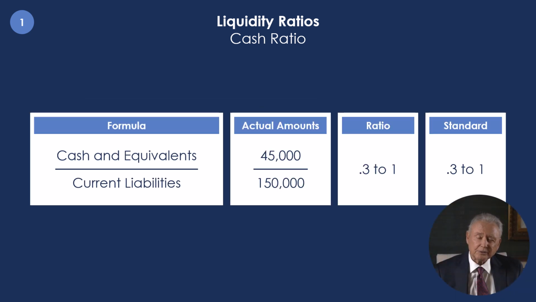Cash and equivalents, $45,000, divided by current liabilities, $150,000. The ratio is 0.3 to 1. The standard is also 0.3 to 1. The company's cash position is adequate.